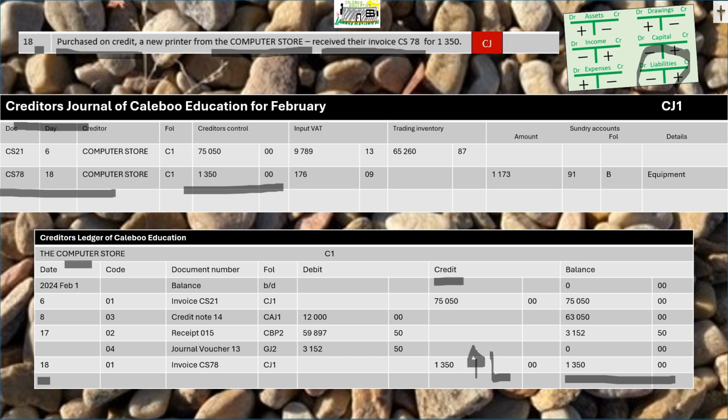So there's a credit purchase. We record the document number. We can record their document number, or we can create new numbers for credit purchases. But the software these days is so good, you could just type in their invoice number, which I have done here, CS78, and the information gets posted to the computer store's account on a daily basis. So now we owe them 1350.